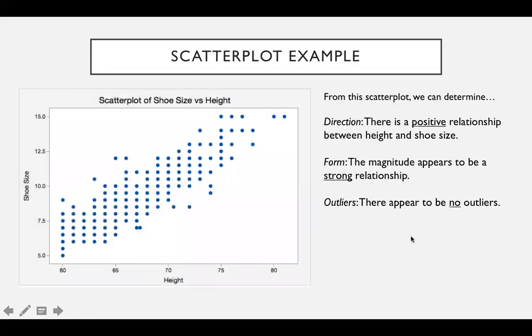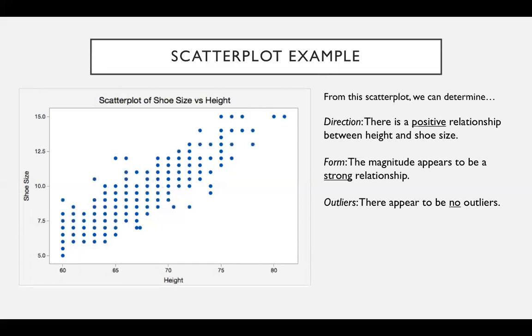So here's an example of a scatter plot. We can look at those factors that we just discussed. First is direction. We conclude that there is a positive relationship between height and shoe size, because if you notice, as height increases, shoe size increases as well, and vice versa. Again, if height were to decrease, then shoe size would decrease.